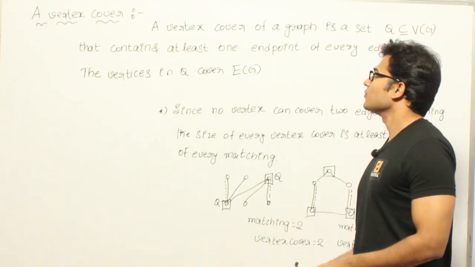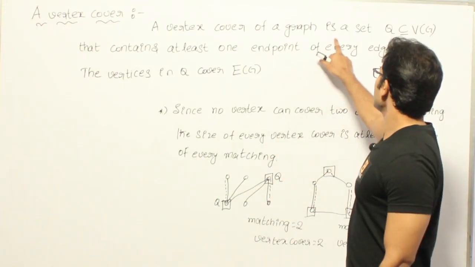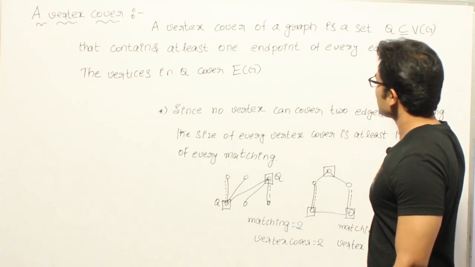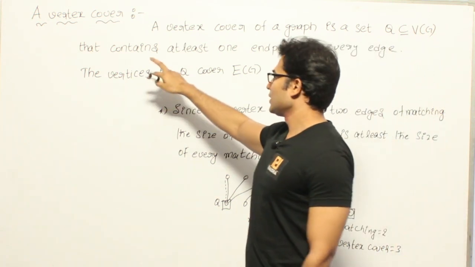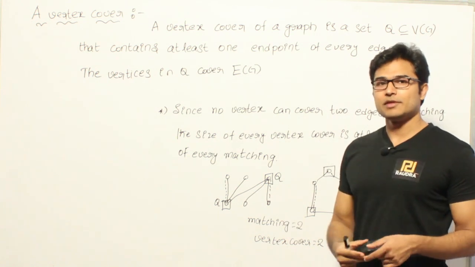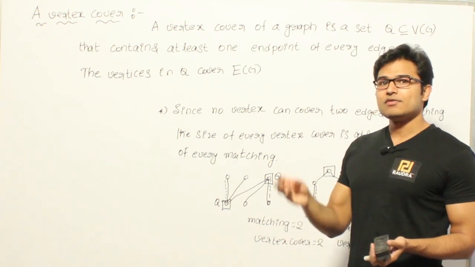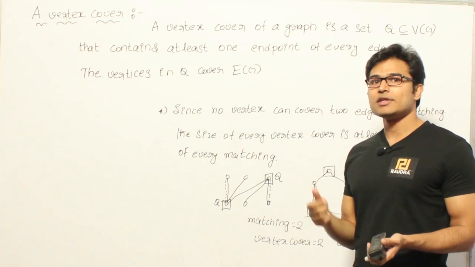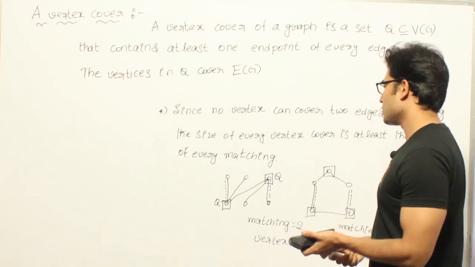Now let's look at the concept of vertex cover. A vertex cover of a graph is the set Q, a subset of vertices of G, that contains at least one endpoint of every edge. So what I mean by this is, using the vertices you are supposed to cover the edges. So how is it possible?